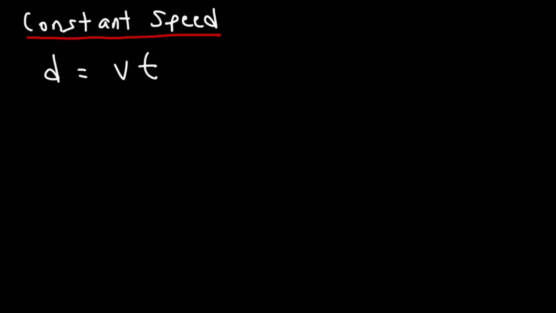Now, for objects moving at constant speed, you need to know that the instantaneous velocity is the same as the average velocity because the velocity is not changing. So whether you use V or V bar, it'll have the same effect.